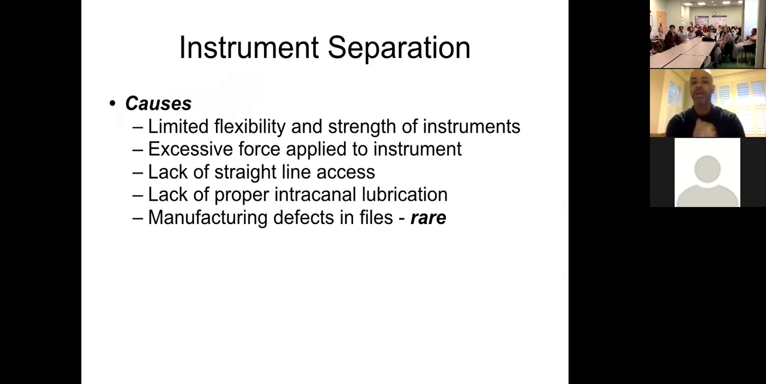And I did put on here that there could be manufacturing defects in the file. Different manufacturers have different standards of manufacturing their files, and some of them are higher than others, hence the price. A ProTaper costs more than an EdgeEndo for a reason, but that's very rare, okay?